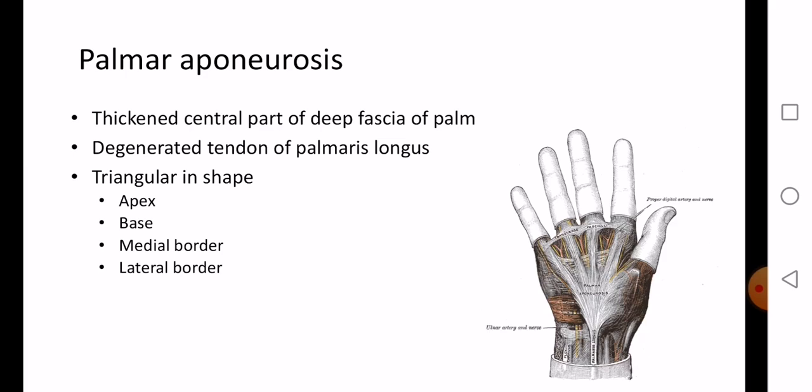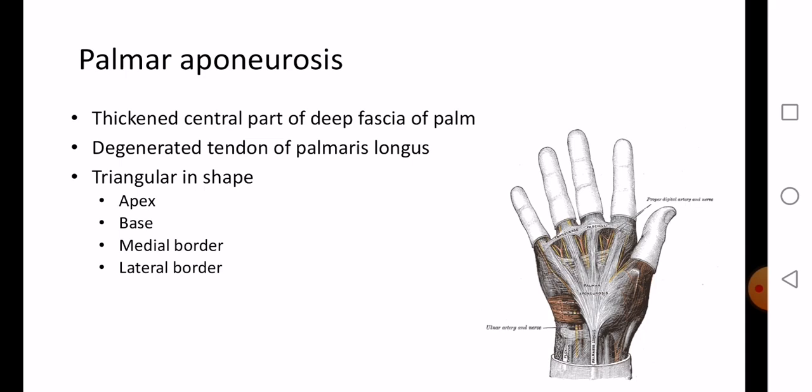So as soon as you remove the skin and the superficial fascia, you came across a fibrous triangular structure in the palm. That was the palmar aponeurosis. It is a thickened central part of the deep fascia of the palm, and it is believed to be the degenerated tendon of the palmaris longus. You all remember the palmaris longus tendon which passed above the flexor retinaculum. Yes, it was one of the structures that passed above the flexor retinaculum. It is triangular in shape.